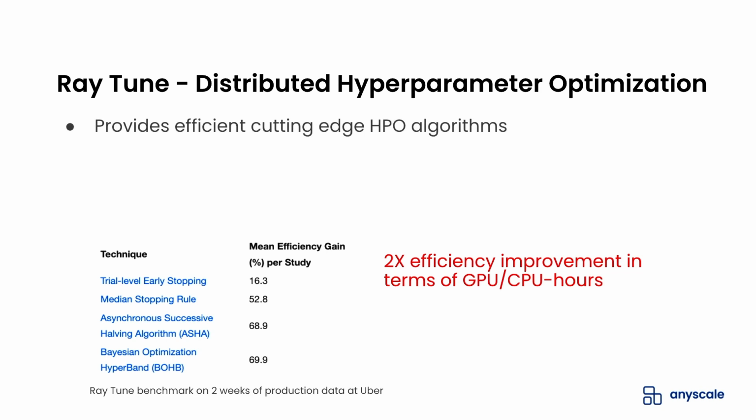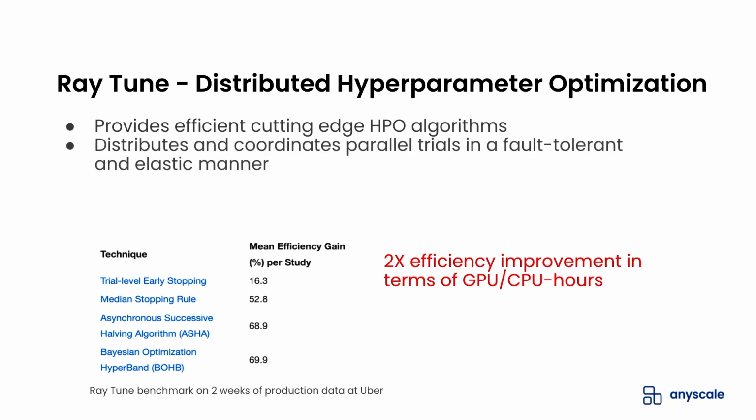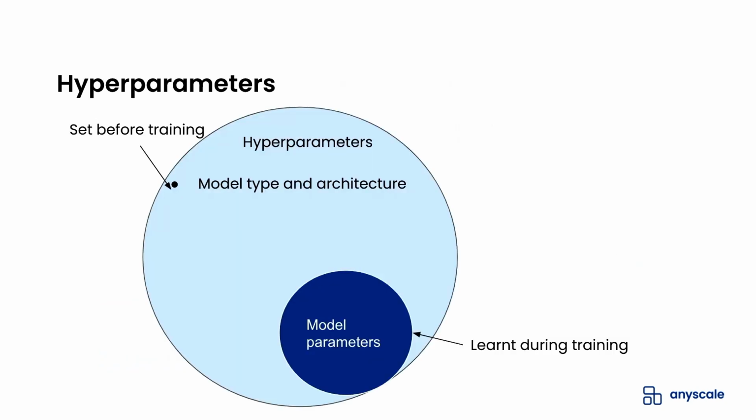So one may start to wonder, how is that efficiency gain possible? RayTune achieves that by providing efficient cutting-edge HPO algorithms, as well as distributing and coordinating parallel trials in a fault-tolerant and elastic manner. These are the two fundamental pillars of RayTune that we're going to deep dive into later in the talk. All in all, RayTune can save your time and cost at every step of hyperparameter optimization.